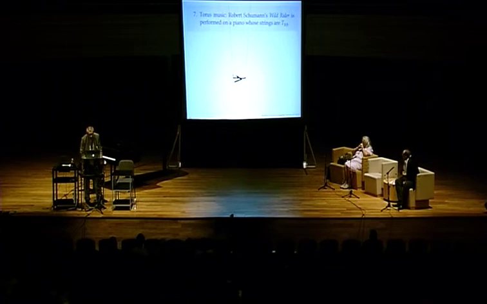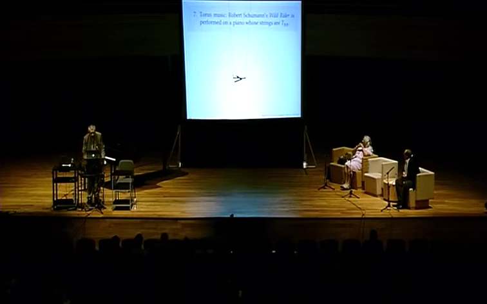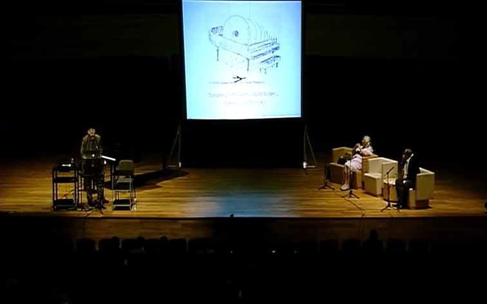Okay, so now I'm moving to another torus music, to show you another piece which is now recognizable as a piece of music, which is the Wild Rider of Robert Schumann. Here we go.